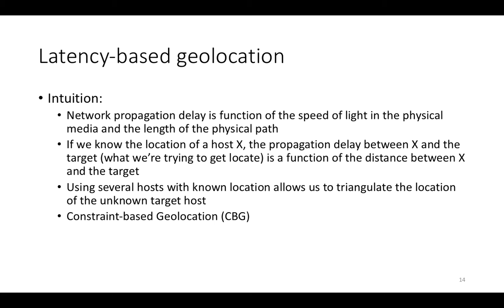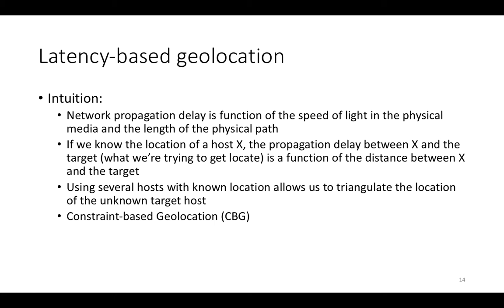If we know the location of a particular host X, the propagation delay between X and the target, or something we're trying to geolocate, is going to be a function of the distance between X and the target. So what that means is that if I'm a host in Monterey and I know my location, if I can measure the latency to another host, that latency is going to be a function of the distance from me to that host. We're going to use that fact in our latency-based geolocation, and I'll show a picture of this in a minute.